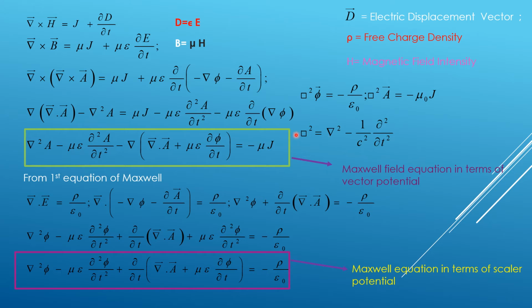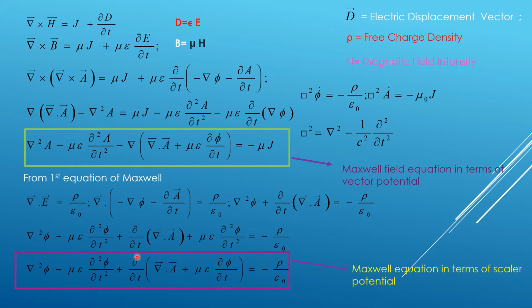So this will be a D'Alembert operator. This operator will be grad square, del square minus 1 by c square del 2 del t square. Okay, this is the first equation of the Maxwell's field equation in terms of the vector potential.